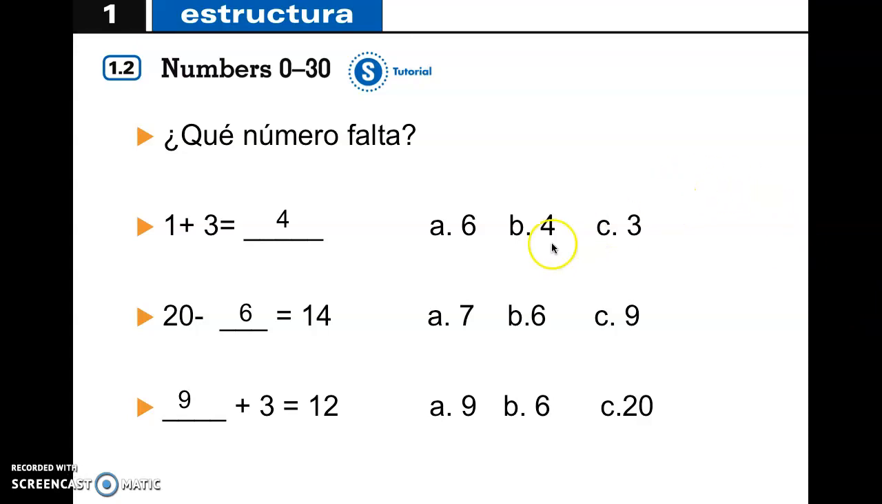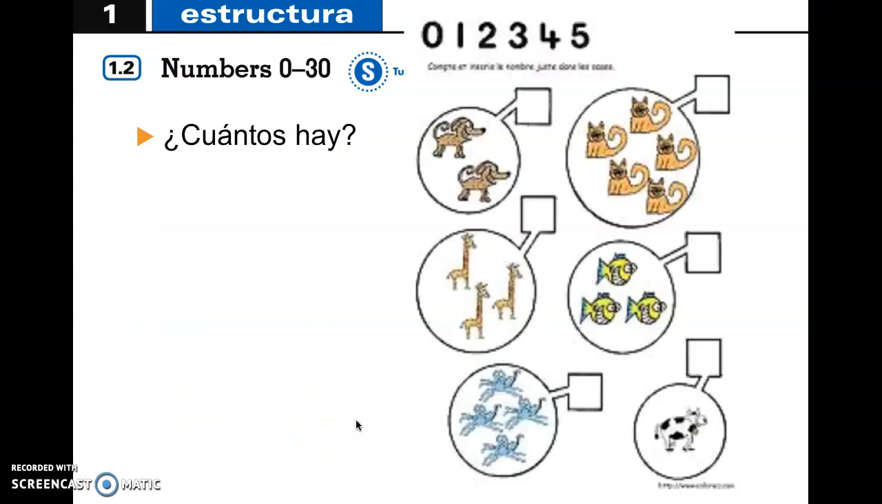Now let's say the numbers. 1 más 3 son 4. 20 menos 6 son 14. 9 más 3 son 12. Perfecto. A ver, ¿cuántos hay? Let's ask. Esos son perros. ¿Cuántos perros hay? And in your mind, you're thinking a number.